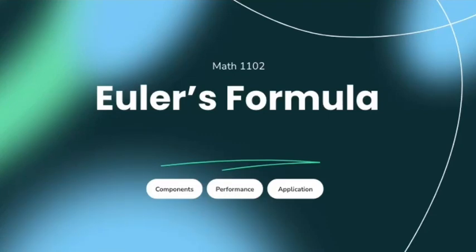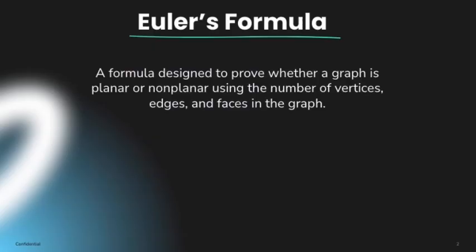Hey, this is Titans Math, and today we'll be going over Euler's formula, the components, performance, and application. Now, by definition, Euler's formula is a formula designed to determine whether a graph is planar or not. This can be determined with connected graphs, which are lines, vertices, and faces.